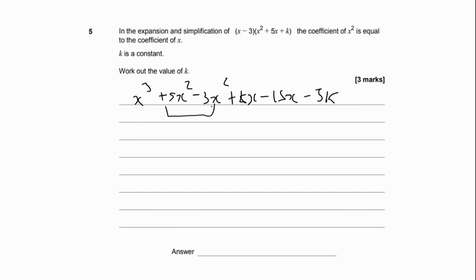Well, this is 2x squared, and it says the coefficient of x squared is equal to the coefficient of x. The coefficient of x squared is 2, so you can have 2 equals. Now we have kx minus 15x, so you're going to have k minus 15 times x, and the coefficient of x is going to be k minus 15. You add 15 to both sides, so k is equal to 17, and that's your final answer.